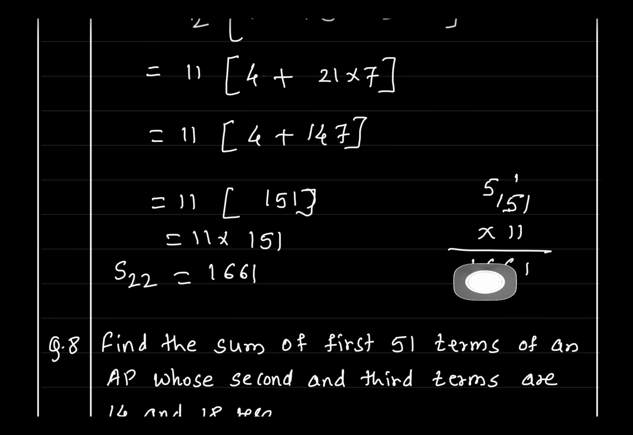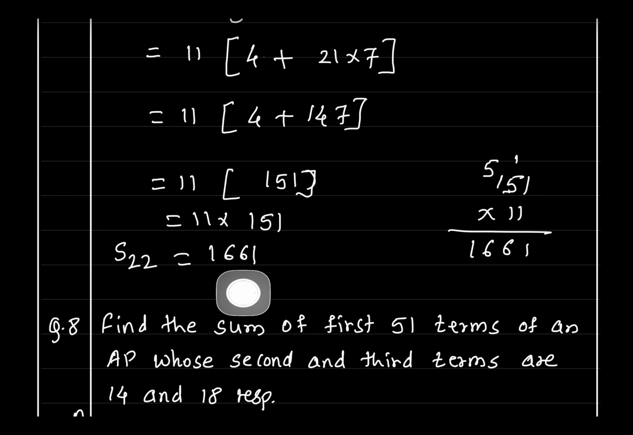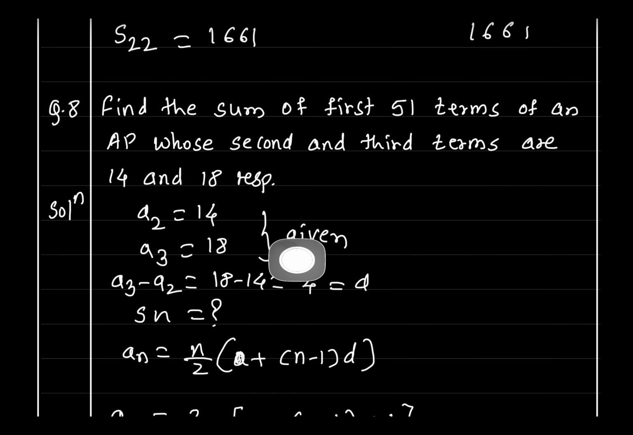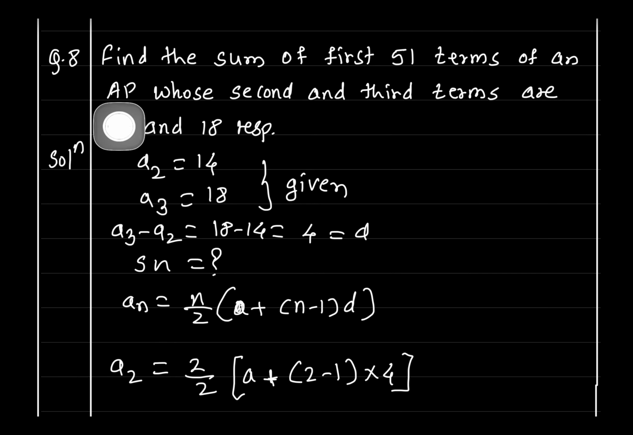See, 11 ones are 11, 1 is here, 1 is carry. 11 5s are 55, plus 1 is 56, 6 is here, 5 is carry. Again 11 ones are 11, 11 plus 5 is 16. So 1661 is the sum of the first 22 terms.